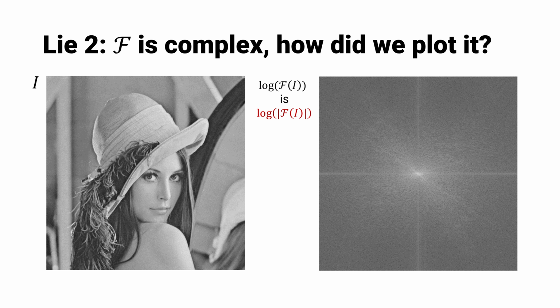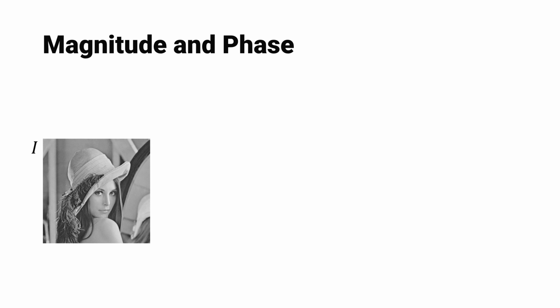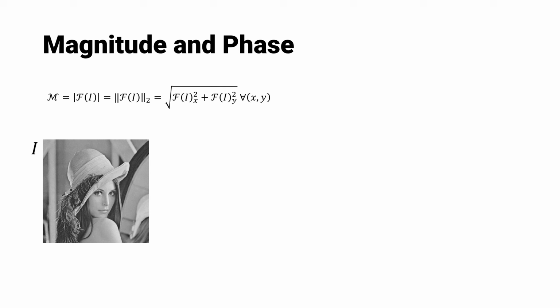Now let's look at the magnitude and phase of the Fourier domain. So this is our image, remember. The magnitude is represented as m, or the absolute value, or the L2 norm, and it's given by just taking the square root of the sum of squares of the imaginary part and the real part, which are the x and y parts as I've shown here. Remember that x here represents the real part and y represents the imaginary part. It's not the xy domain of the spatial domain. Okay. Next, the angle is given by the tan inverse of the imaginary part over the real part, as I've shown here.